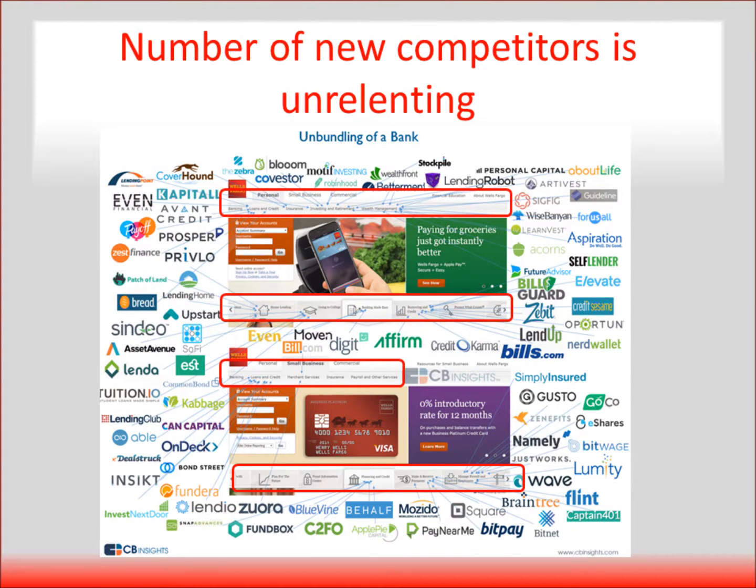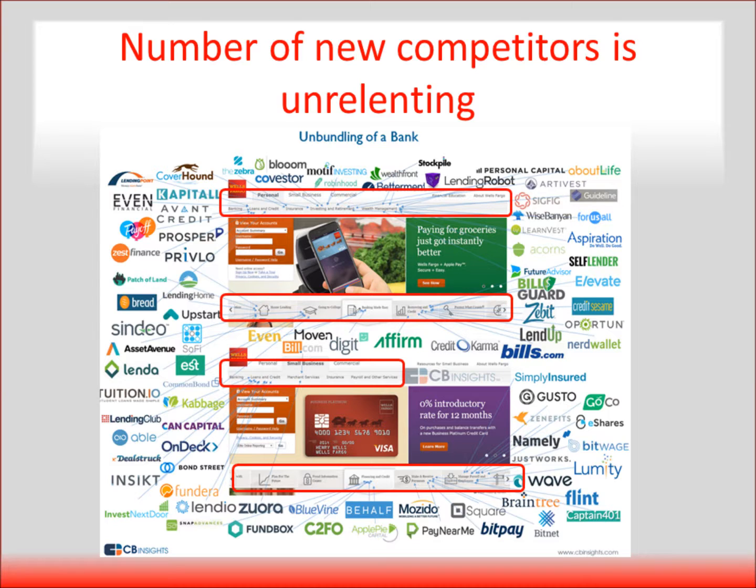This chart from CB Insights is interesting. They put out some great data on new technology startups, and this is what they called unbundling of a bank, where they looked at Wells Fargo and show each of the different services that Wells Fargo offers, and then show all of the new upstart competitors and which particular service of Wells Fargo that they are attacking. You can see it's just an unrelenting attack on every single service that Wells Fargo provides. It's just an unbelievable competitive threat.